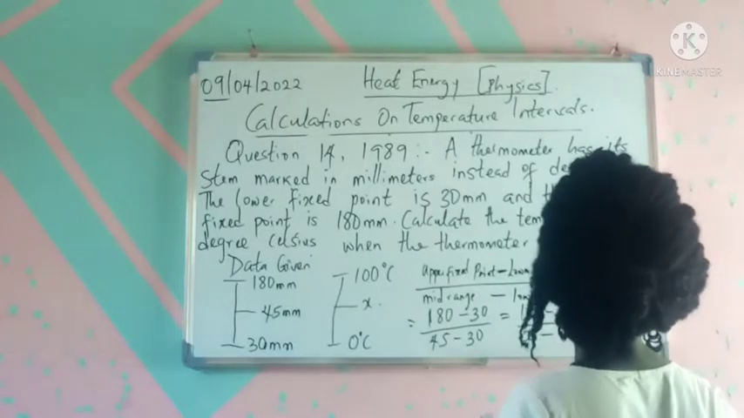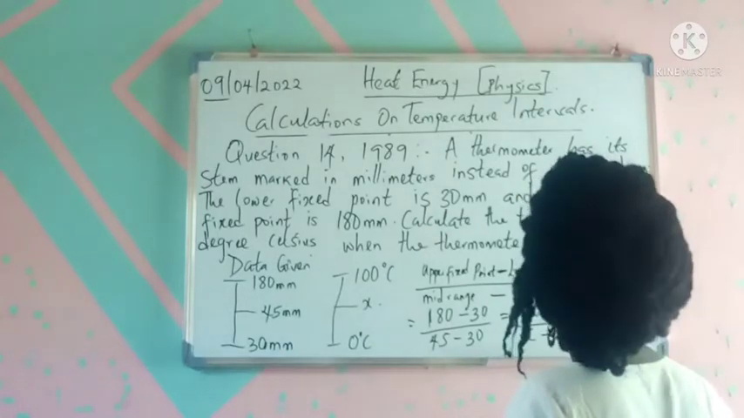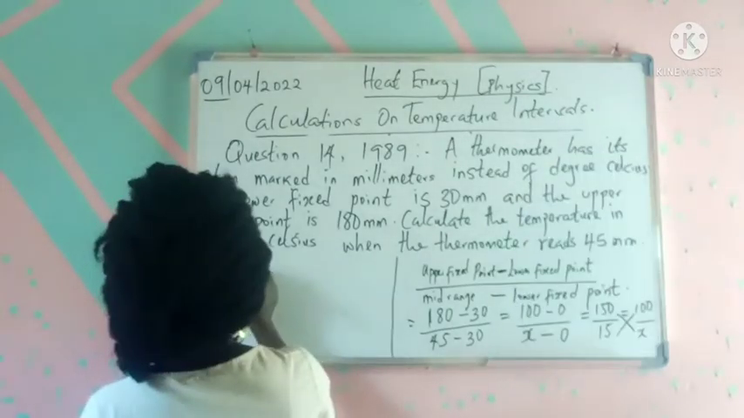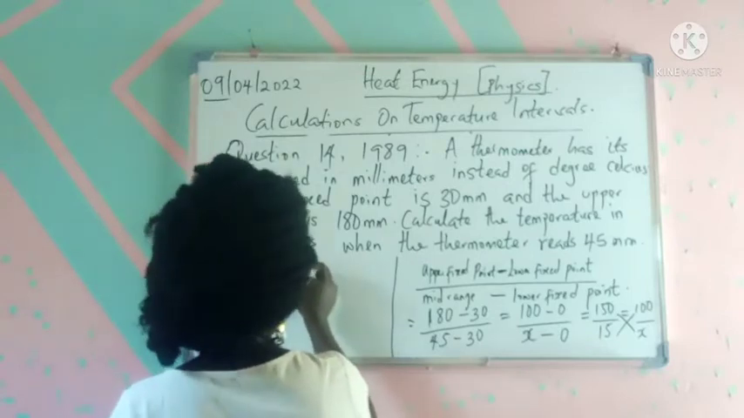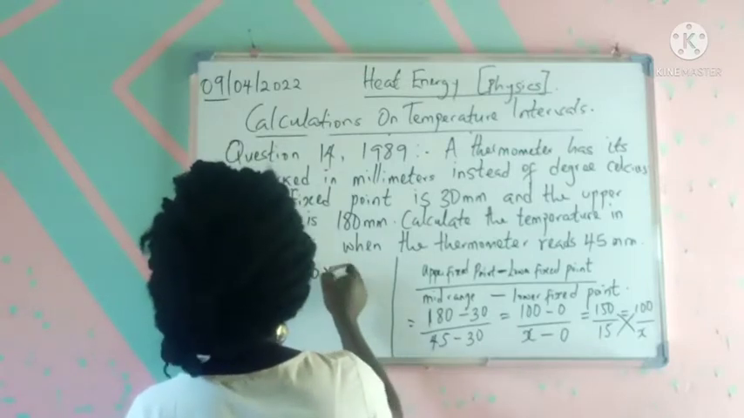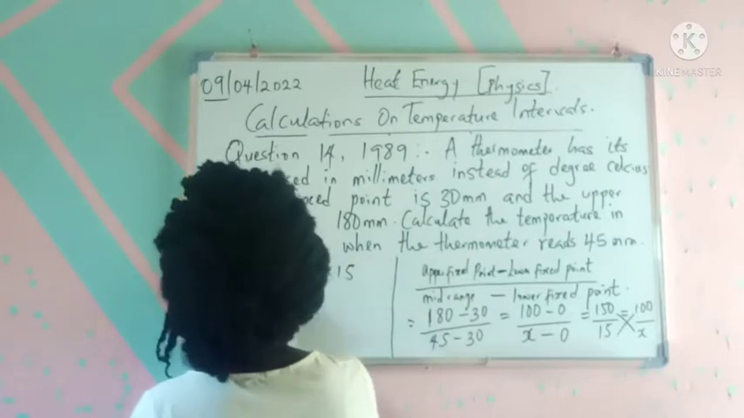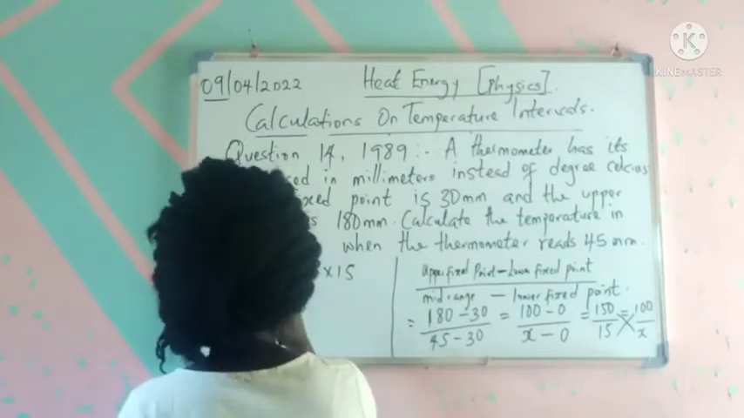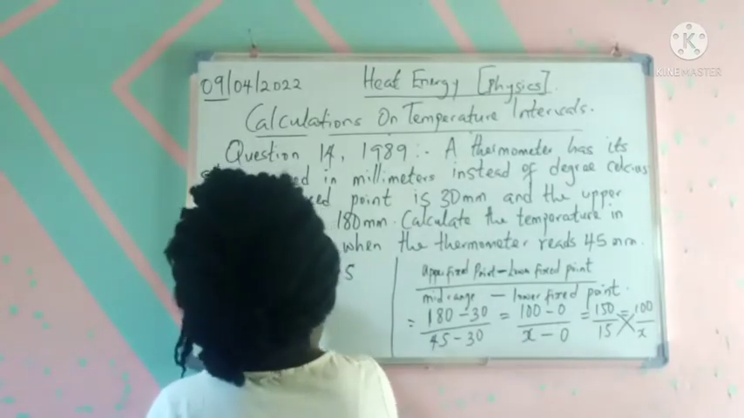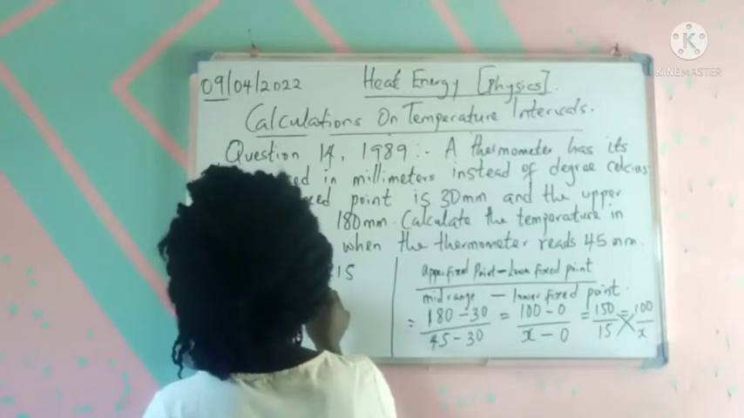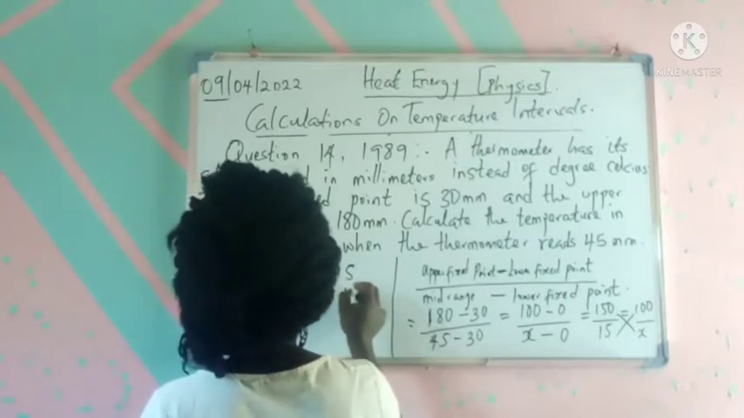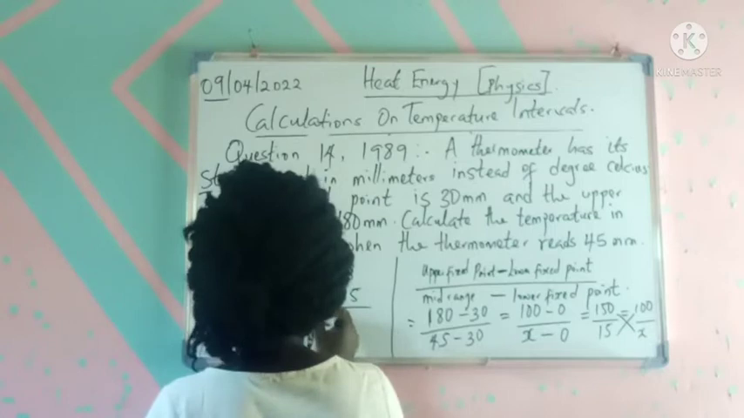So cross multiply. 150x will be equal to 100 times 15. Therefore, my x will be equal to what? 100 times 15 over 150.